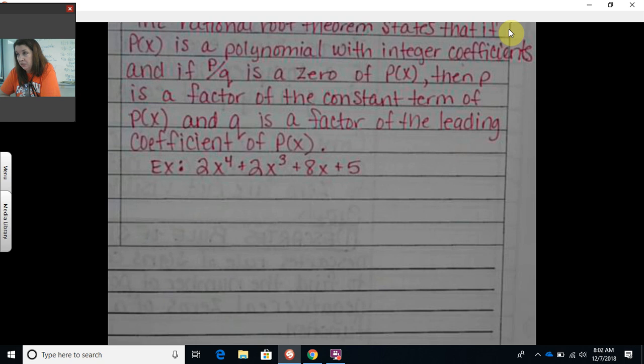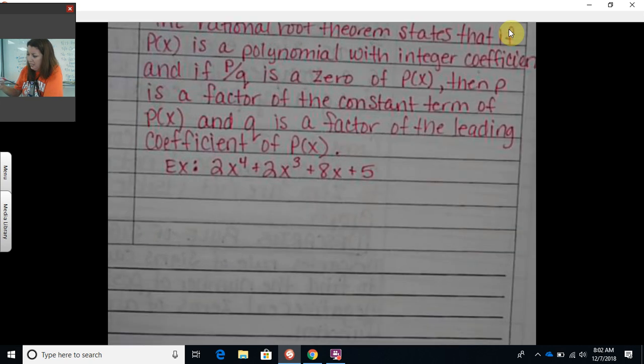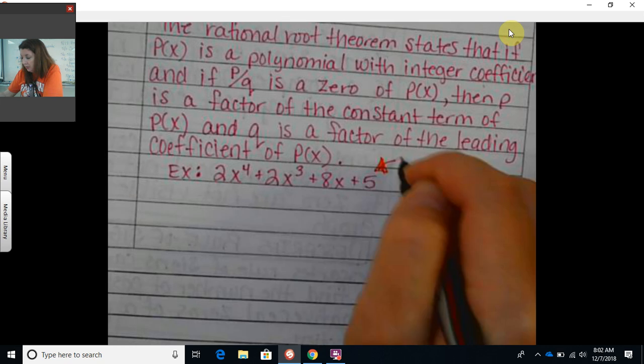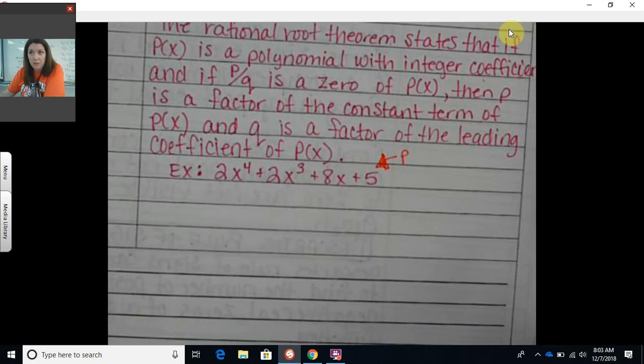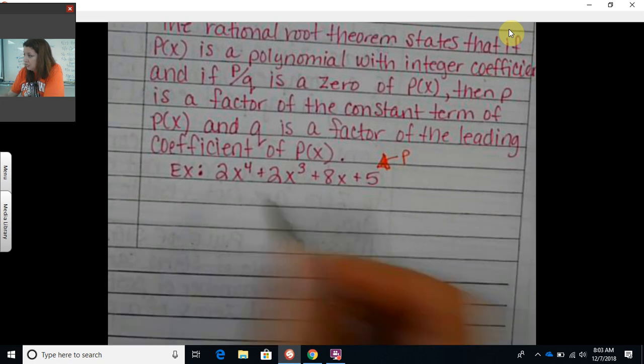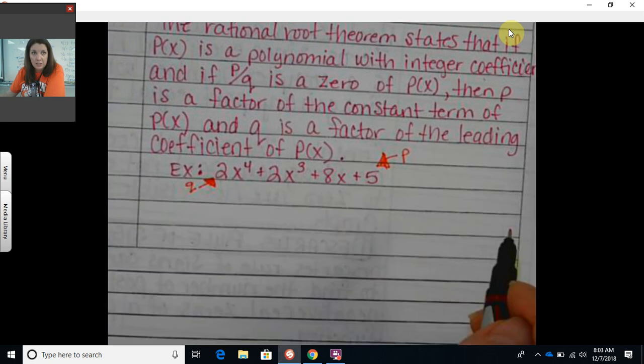So what you do is, it talked about P divided by Q in there. Your P is whatever the constant is. Remember, the constant is the term that does not have a variable. In standard form, it will always be the last term. If your constant is 0, you're not going to see it, but that's still your constant. Q, as long as this is in standard form, is whatever the coefficient of the leading term is. So P is 5, Q is 2.